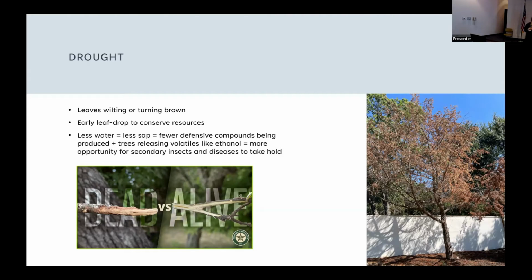Typically that's not going to kill the tree necessarily, because if there are spider mites, there may be other stress factors at play. And so typically it comes down to environmental stress for our ash juniper.